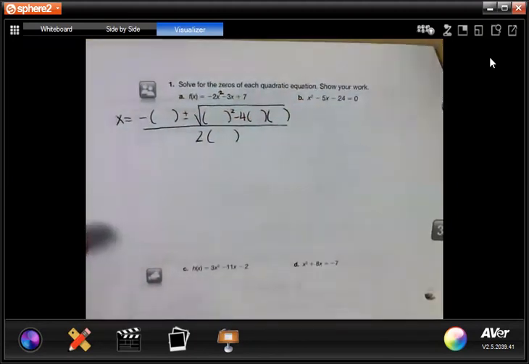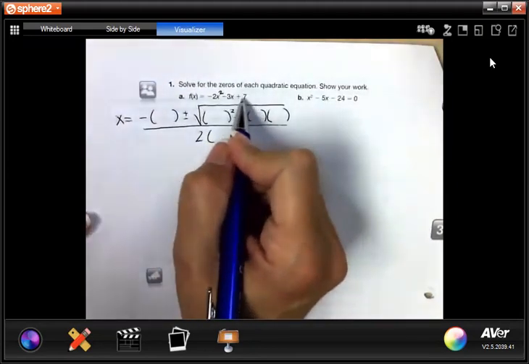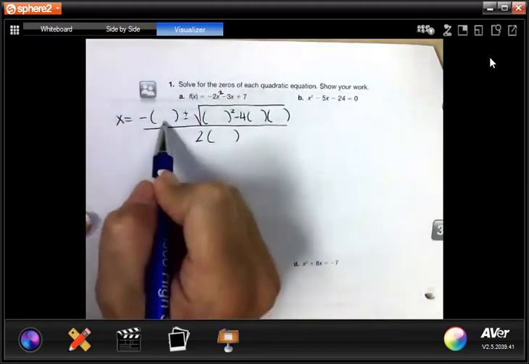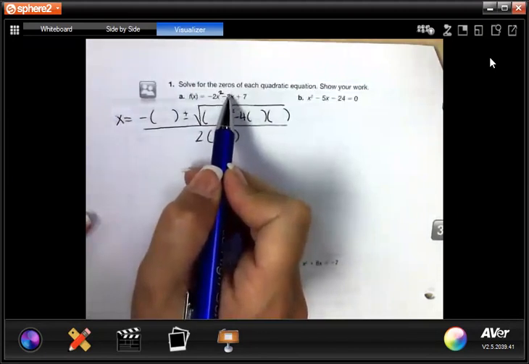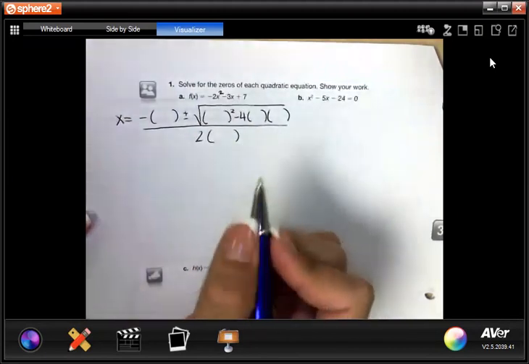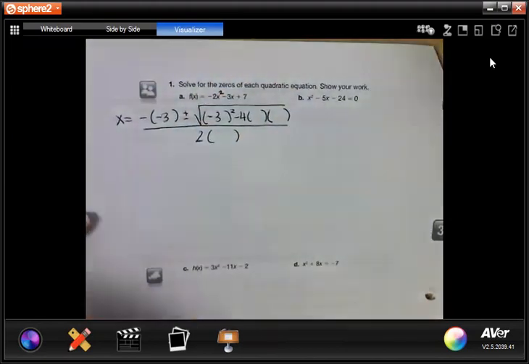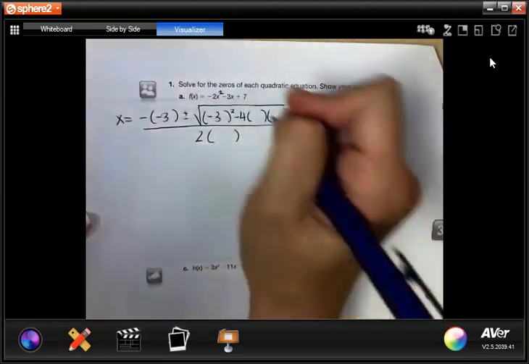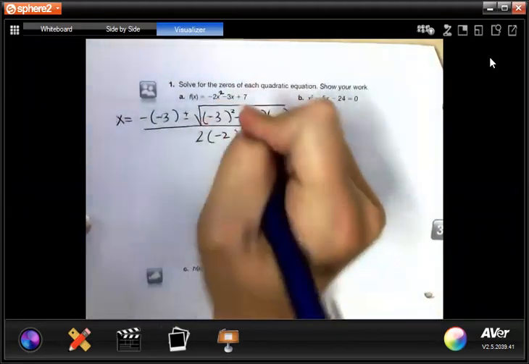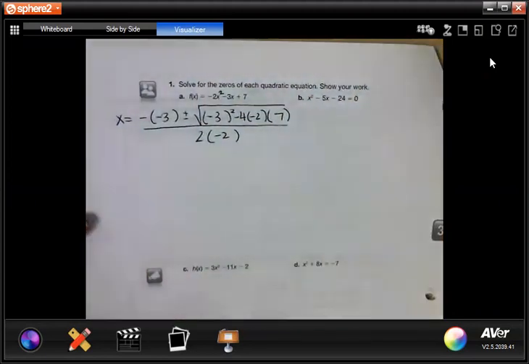So I've replaced a, b, and c with the parentheses. And this is where we start filling it in with the a and the b and the c up here. So this one is the b. The b is the coefficient on x. So there it is right there at negative 3. So I'm going to put that in the place of the b's. I then need a here. The a is negative 2, so I'm going to put that in the place of a. And the c is 7, so I put that in the place of c.